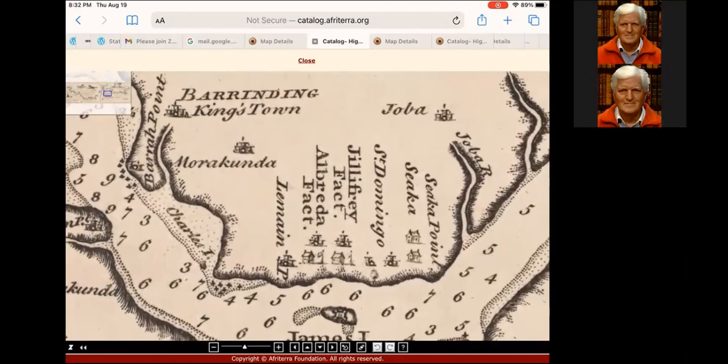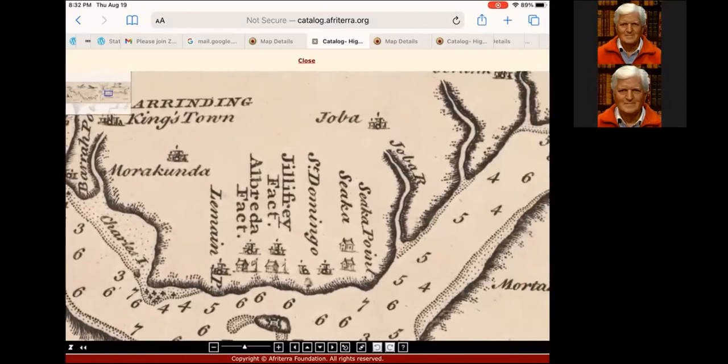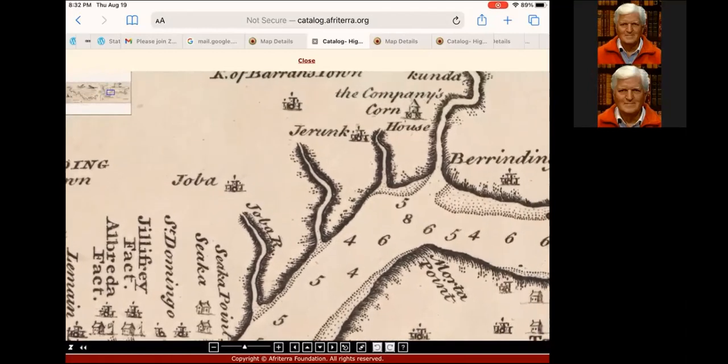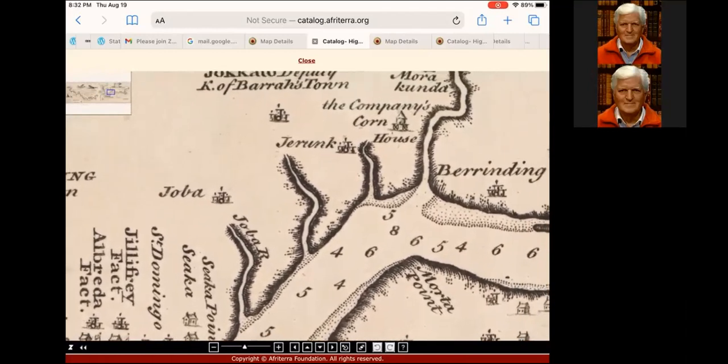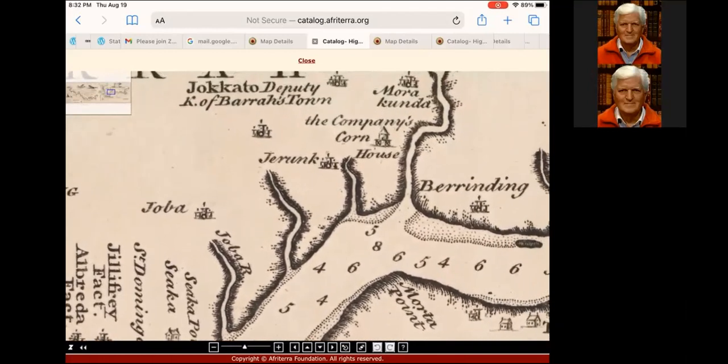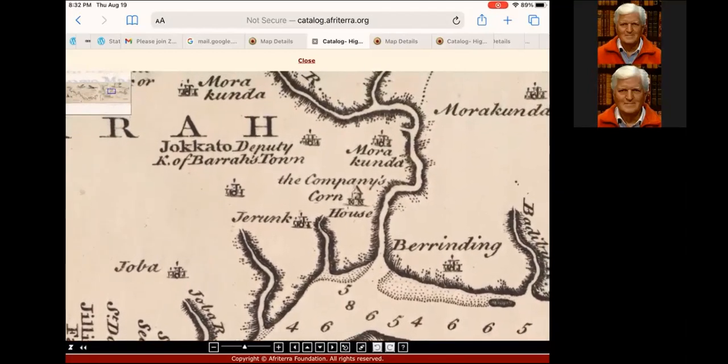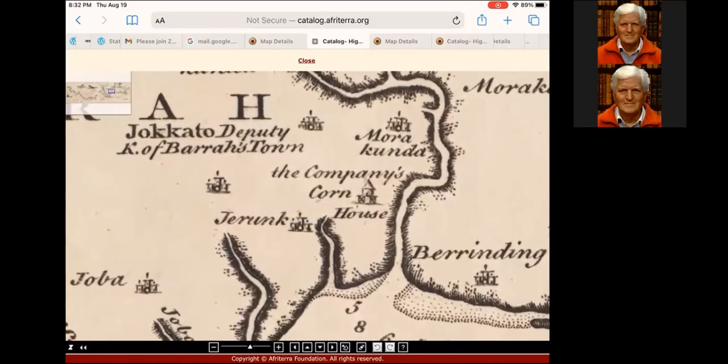Chili Factory, Abreda Factory, FACT, and they go on up the river. The numbers in the river indicate the fathoms, or the number times 6 is about the number of feet. A fathom is about 6 feet. And here you get an example of an indication of the company's corn house. Now, that means they're storing corn, what they call corn.